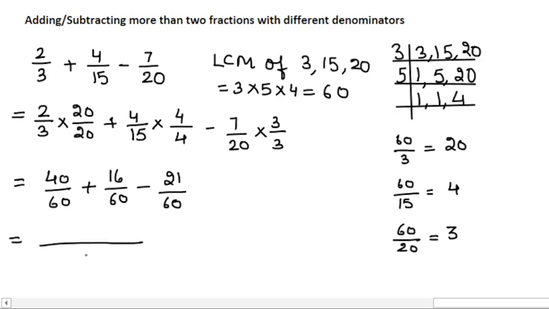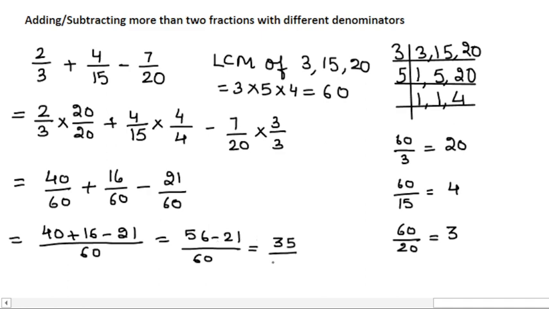Eventually, we are going to be writing 60 as the denominator, and the numerators, we will write them together with the sign. So 40 plus 16 minus 21. We need to add the numerators. So 40 plus 16 gives you 56, minus 21 by 60. You subtract this, you will get 35 by 60. Okay, so you got one fraction in the end.